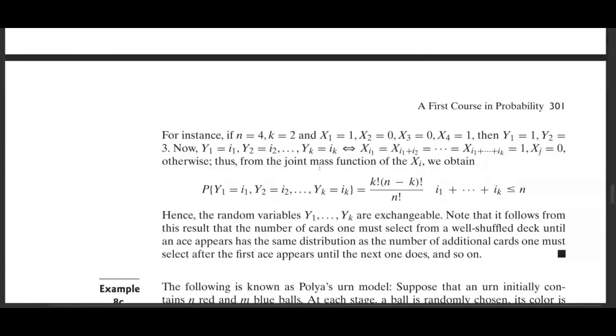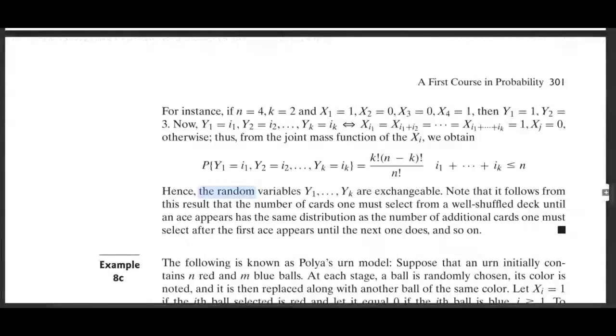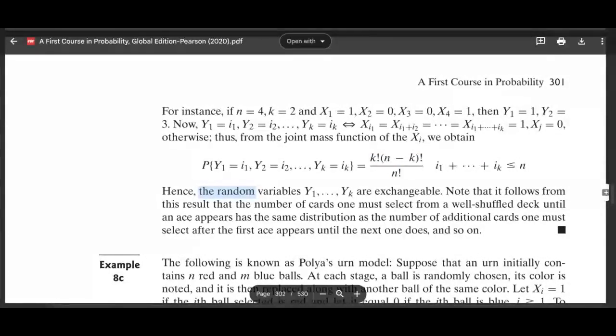Okay, then from the joint mass function of the xi, we list all of this, and it will still be the same. So this is saying the random variables y1 up to yk are exchangeable. So the order doesn't matter.